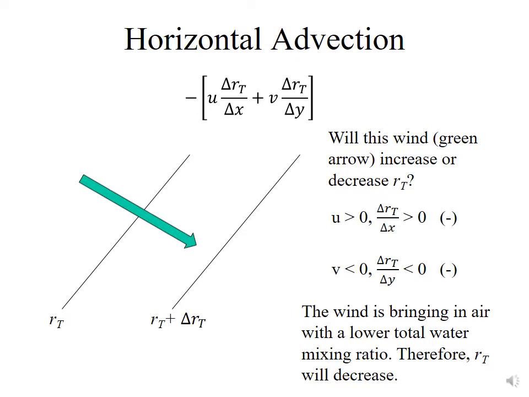If we look at the second term, our V is less than 0, and our delta RT over delta Y is less than 0, so that would be a negative times a negative, which would be essentially a positive, but then we have the negative out in front, so this term also is producing a negative water storage. So overall, the wind is bringing in air with a lower total water mixing ratio, not a total water vapor mixing ratio, but a total water mixing ratio. Therefore, RT will decrease due to horizontal advection for these conditions.